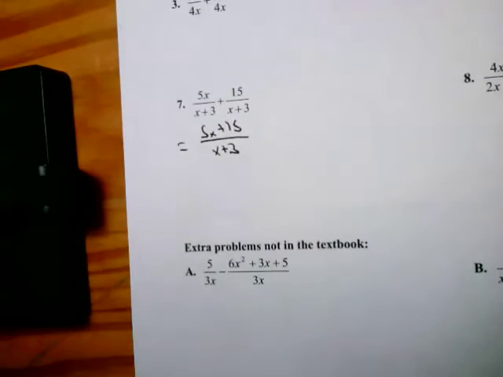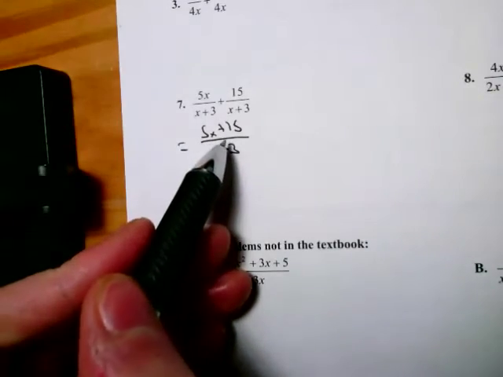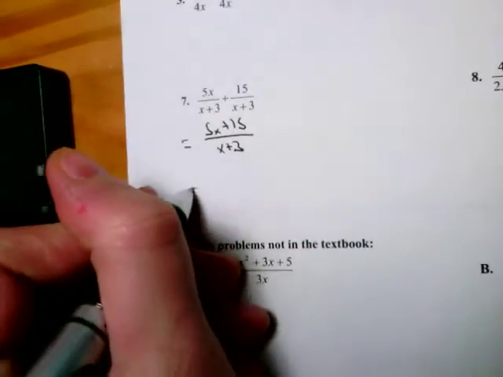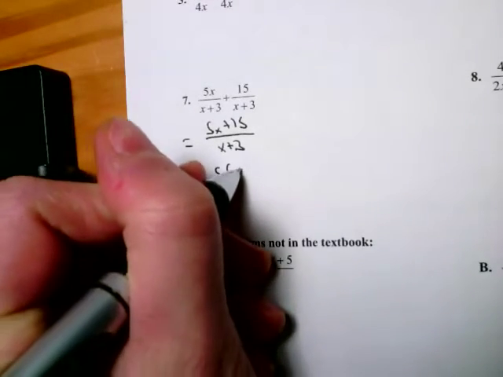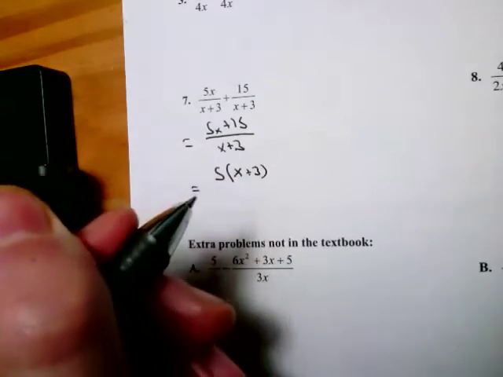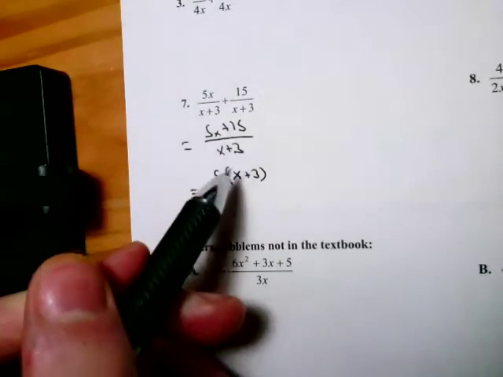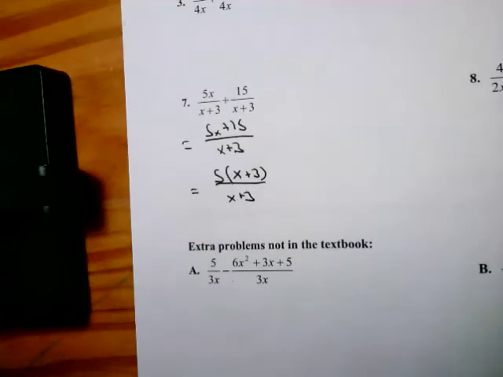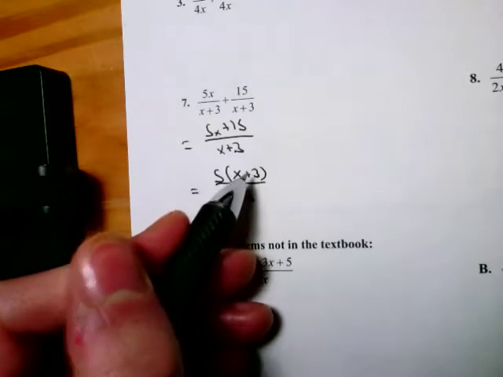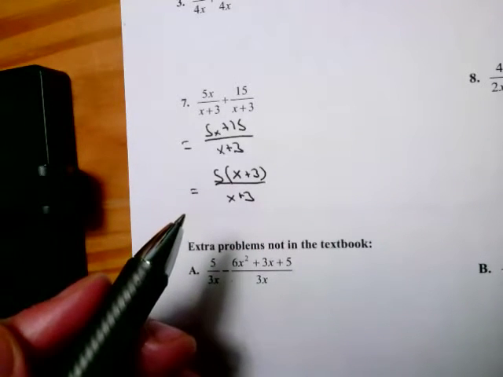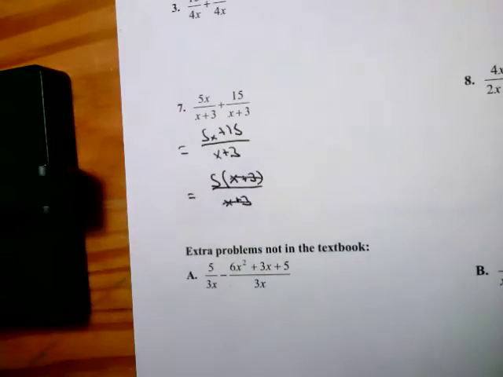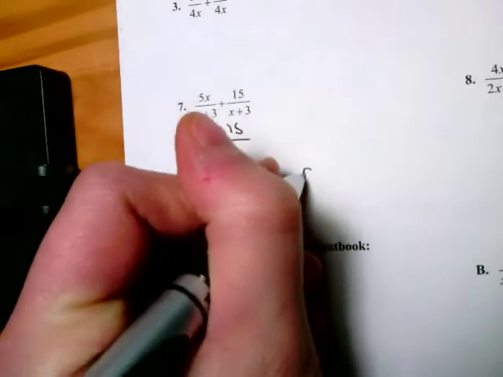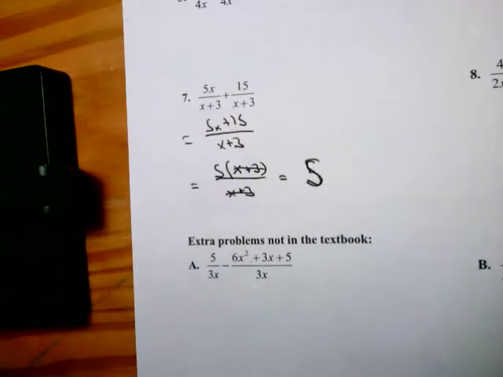But the reality is that it's a little bit more complicated, and you'll see why, because this 5x plus 15 can be factored into 5 times x plus 3, because 3 times 5 is 15 and x times 5 is 5x, and that's all over x plus 3. And what we see now is you have an x plus 3 down here and an x plus 3 up here, so they cancel each other out. And so this whole thing actually equals 5, amazingly.